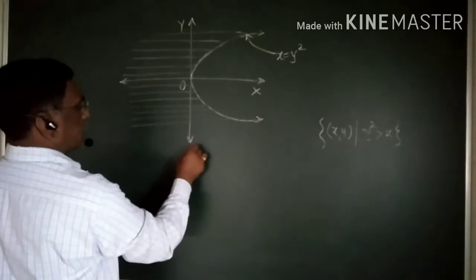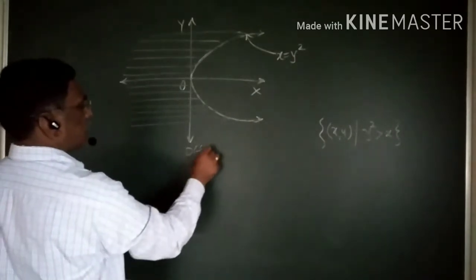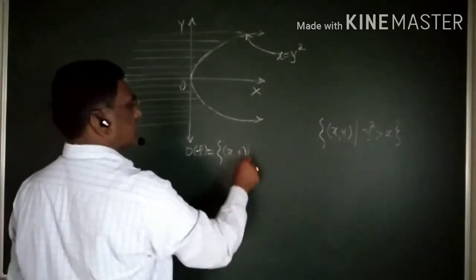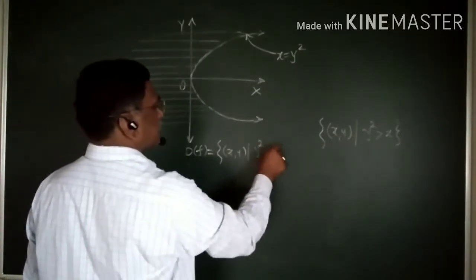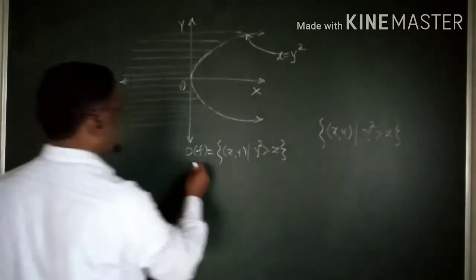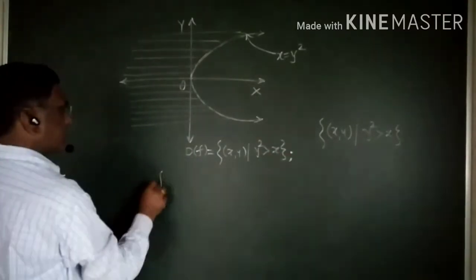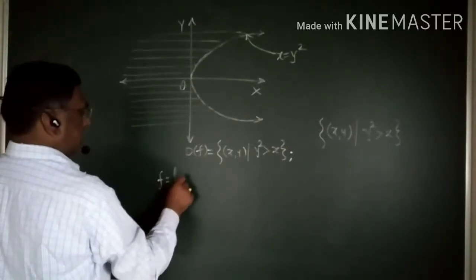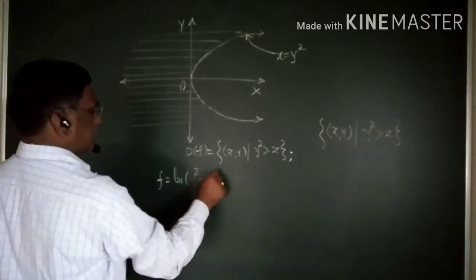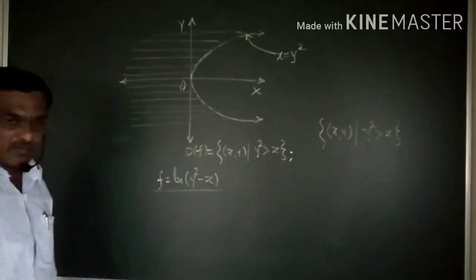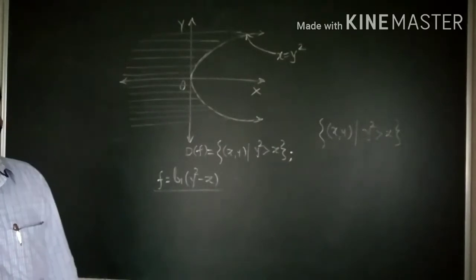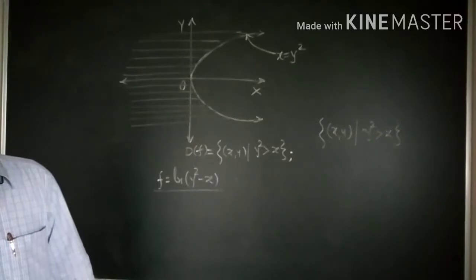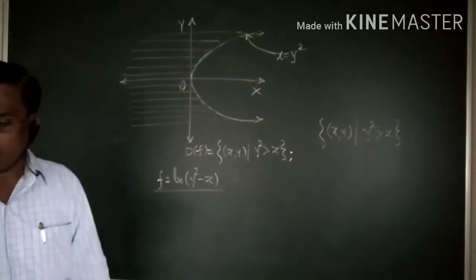This is the domain of f, which is equal to ordered pairs x y such that y square is greater than x, where f is nothing but ln of y square minus x. This is one more example along with yesterday's or previous lectures. Now let us go for another example.